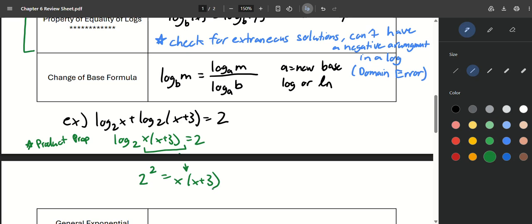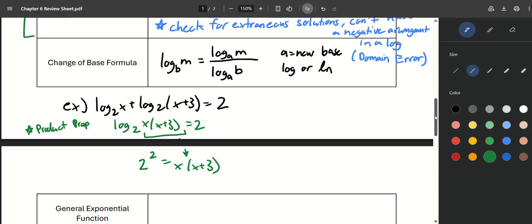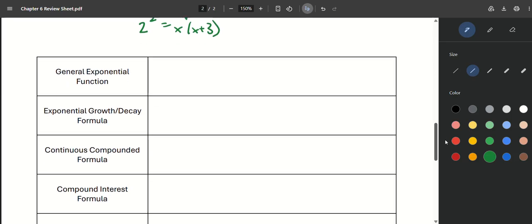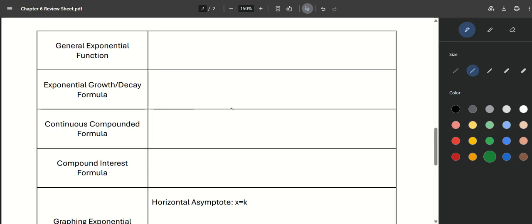And then we solved this yesterday. And then we check for what type of solutions. Yep. Okay, those were all of our logs. I'm scooching down to the next page for our formulas.